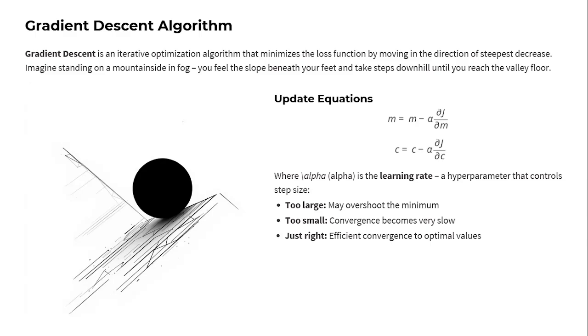The parameters are updated using calculus, and each step depends upon a key factor, the learning rate or alpha. You can see these are basically the two update equations for m and c. So the insights from this are: if it's too large, we overshoot the minimum. If it's too small, we take forever to converge, and if it's just right, we reach the optimal point efficiently.